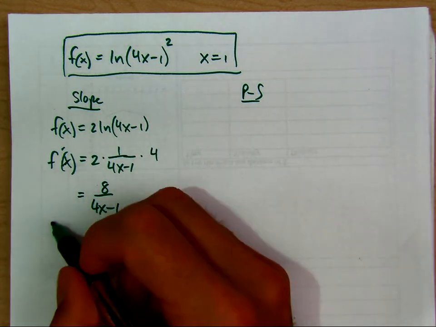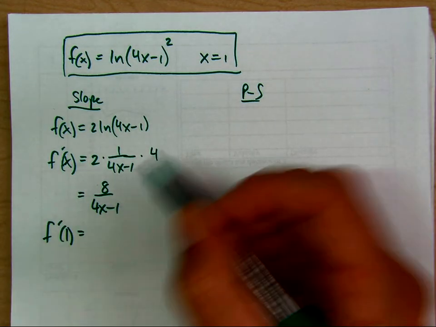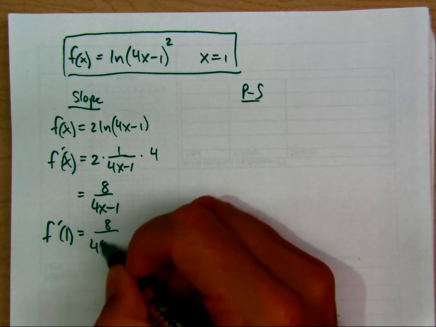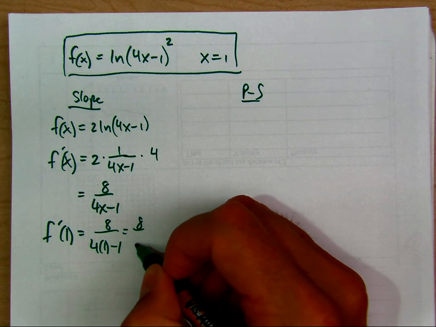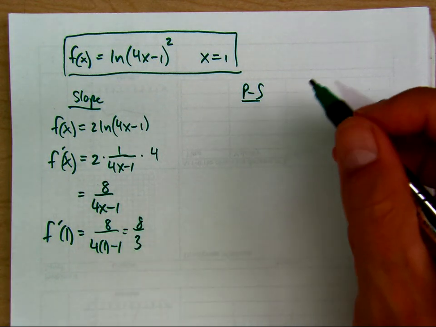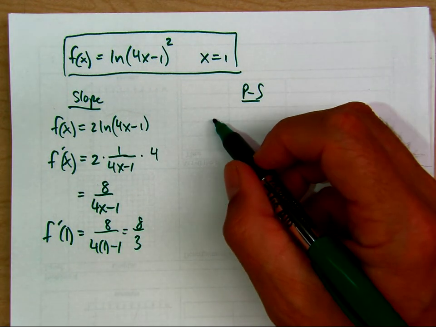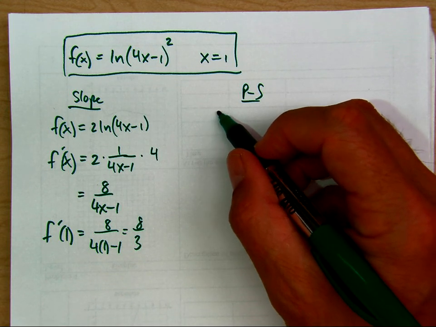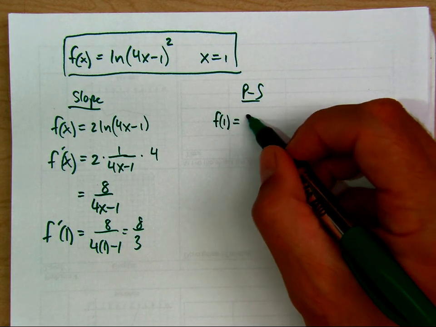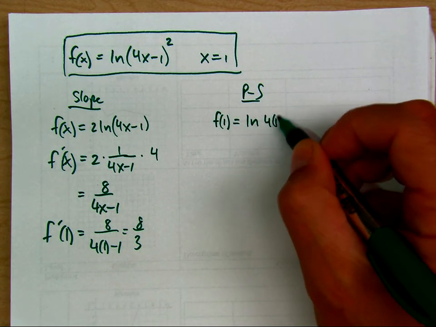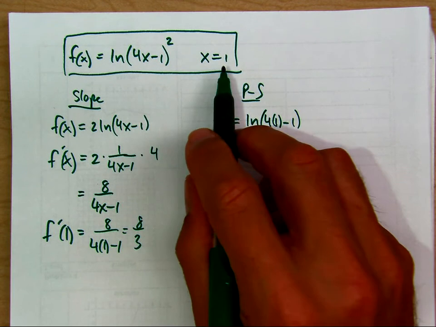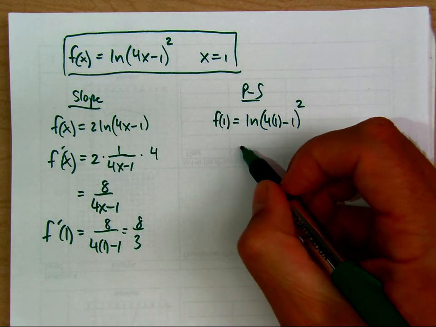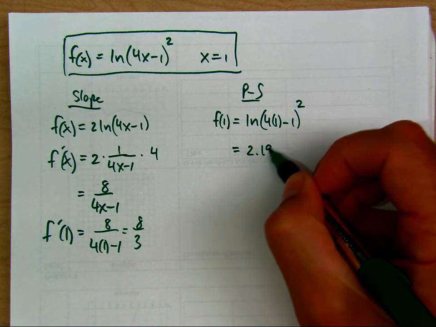Then evaluate it at 1, because we need the tangent line at 1, we need the slope at 1. 8 over 3. And point slope. Before we begin, why don't we just find the y value at 1? That's going to be natural log of (4 times 1 minus 1). So we're just substituting the 1 there. That'll be natural log of 9, 2.197 approximately.